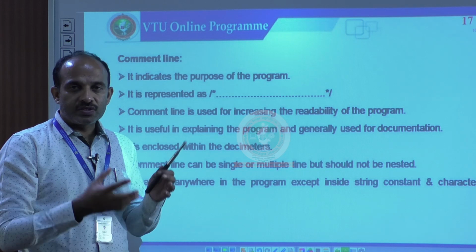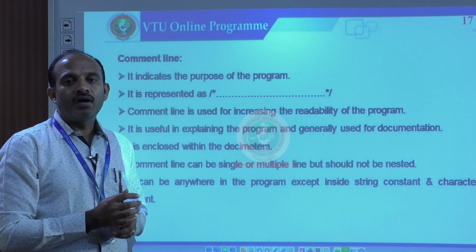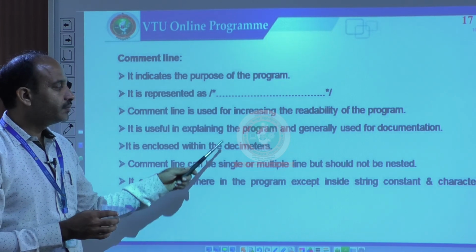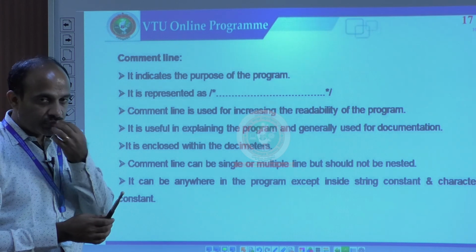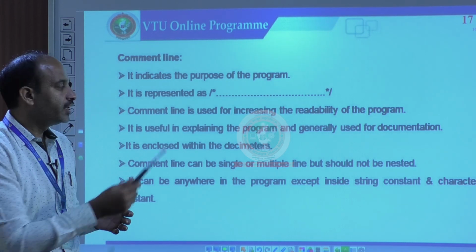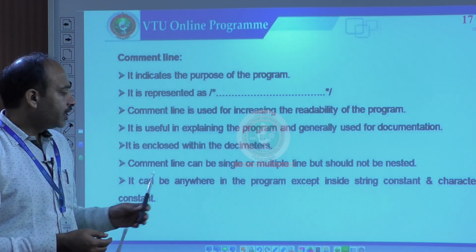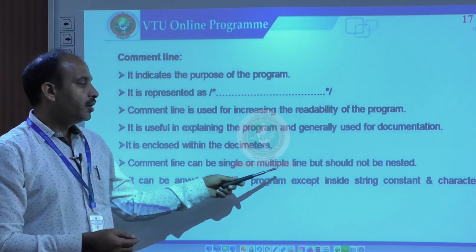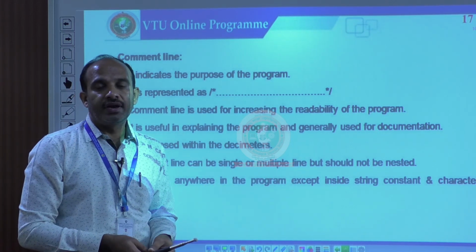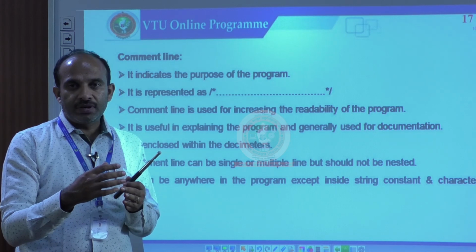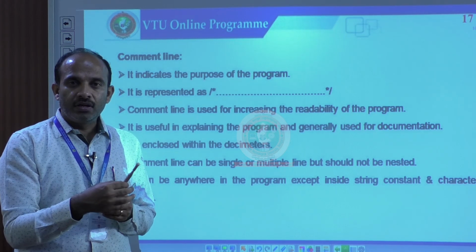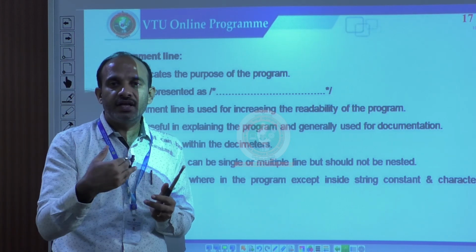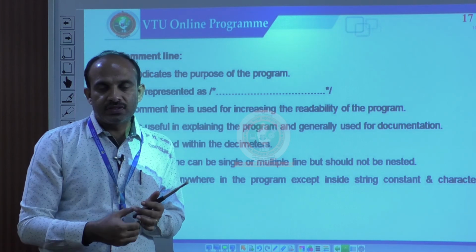This will be specifically helpful to define or use for the documentation, and always you need to enclose it within the delimiters. That means whatever notation you have used for defining the comment, we need to include within that. Commented lines can be a single line comment or a multi-line comment, but should not be nested. In a single line comment, you cannot add one more comment within that, or in a multi-line comment you cannot add one more. It should not be nested within a comment, that is not allowed.